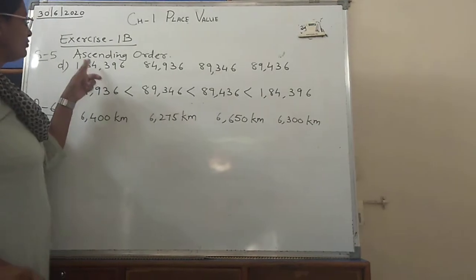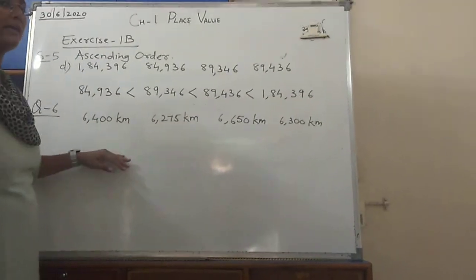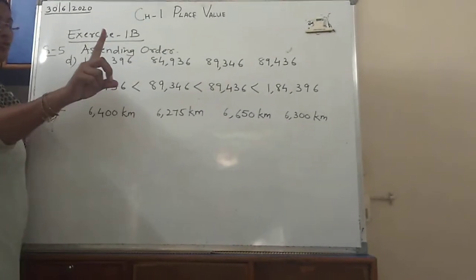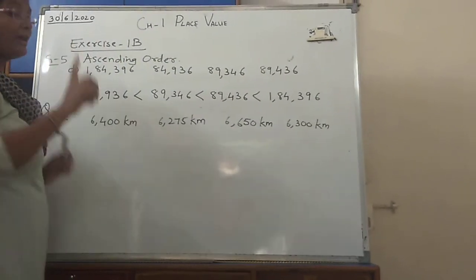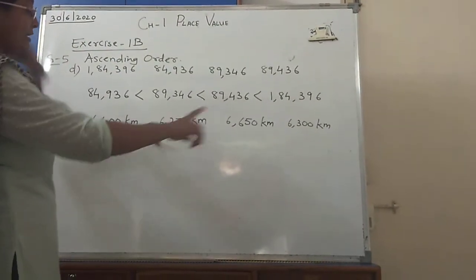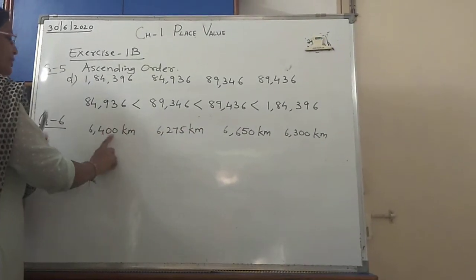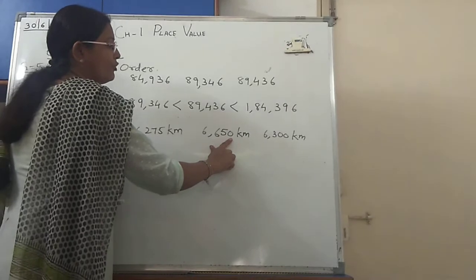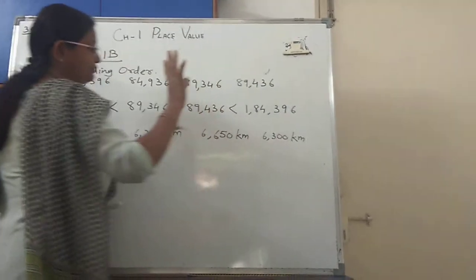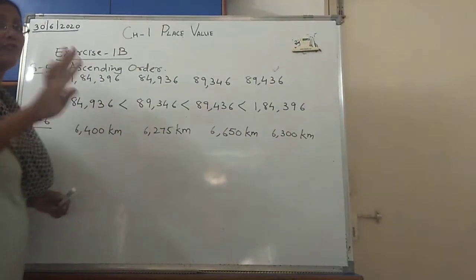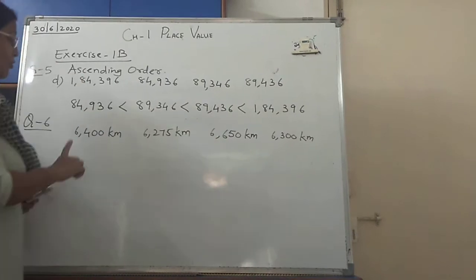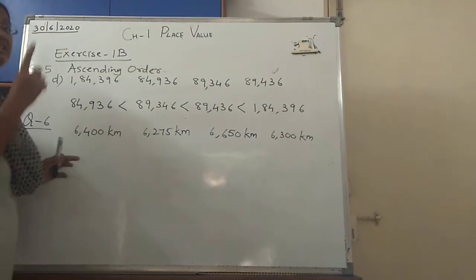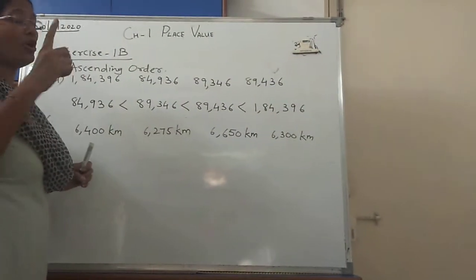Don't forget, till now we have done ascending, now descending. So big to small, right? So here, the first rule we will follow is to compare the number of digits of all the given numbers. 1, 2, 3, 4. All are 4 digit numbers. So now what will we do? We will compare each digit of all the numbers.